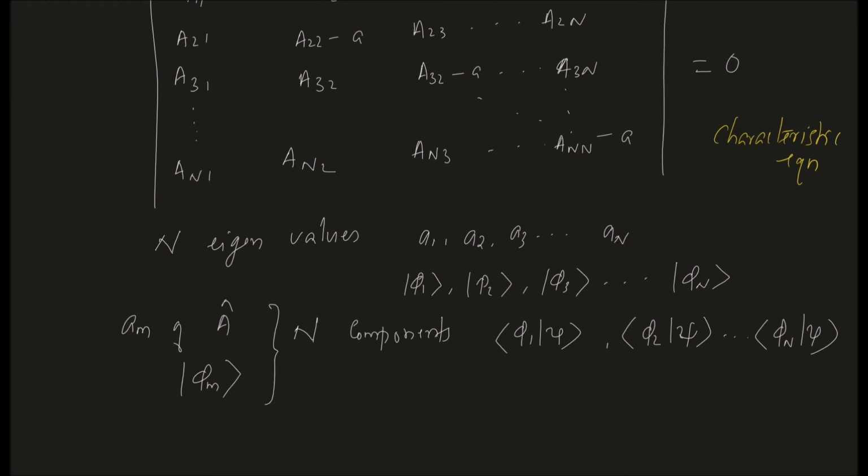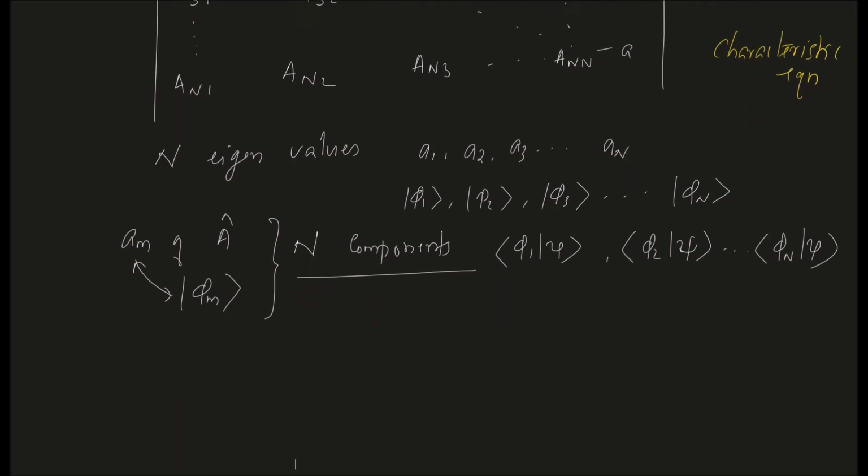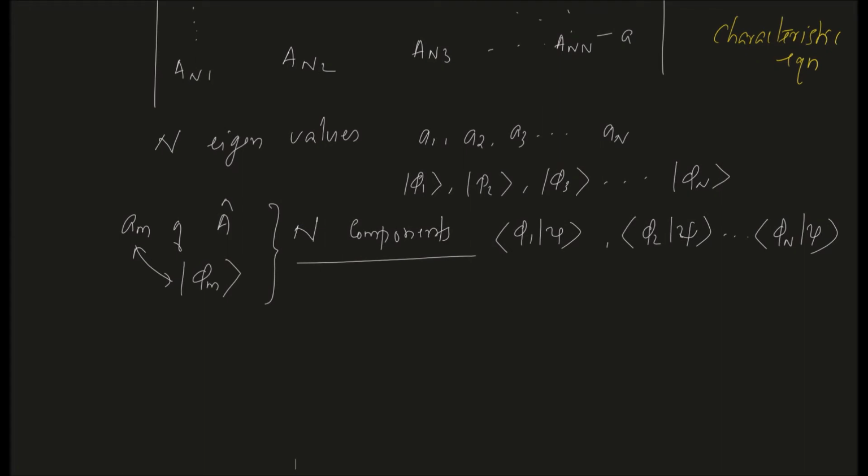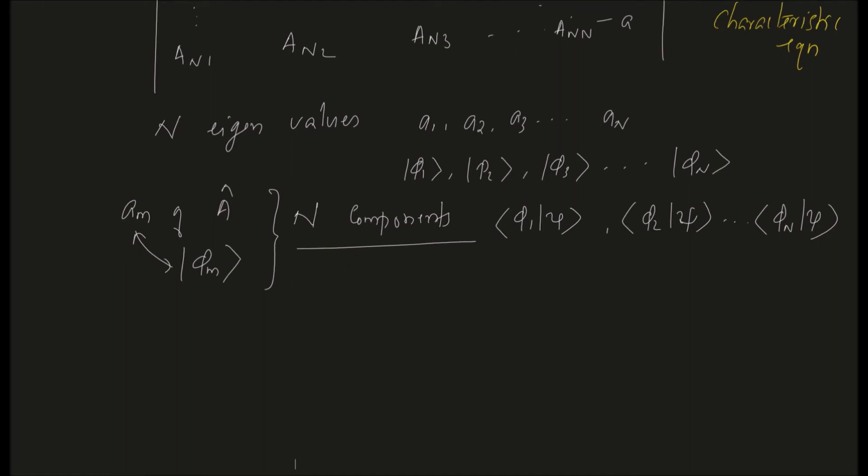Right? So for each of these eigenvalues with a corresponding eigenvector phi m, n components can be obtained from the above characteristic equation. Now if a number of different eigenvectors have the same eigenvalue, then this eigenvalue is said to be degenerate. The order of degeneracy is determined by the number of linearly independent eigenvectors that have the same eigenvalue.